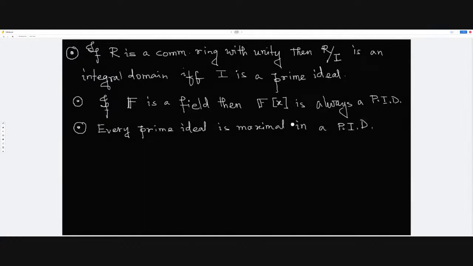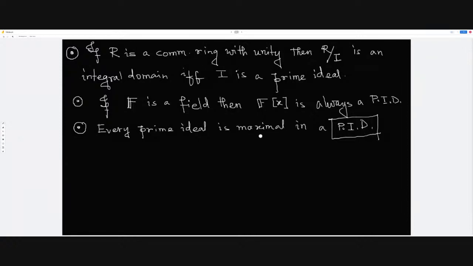We know that every maximal ideal is prime, because for any commutative ring with unity, if I take a maximal ideal M, then R mod M gives me a field, which is essentially an integral domain. So maximal implies prime, but prime implies maximal is a rare case, and it holds for a large number of rings known as principal ideal domains.